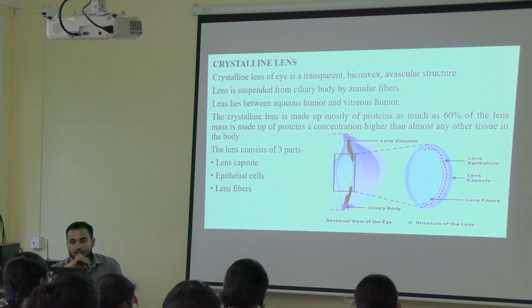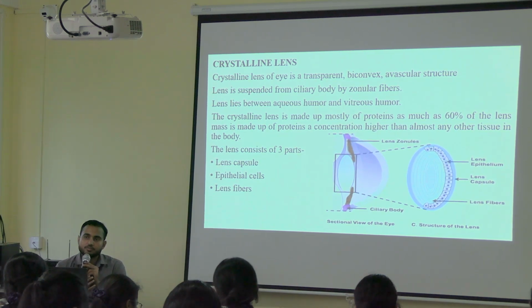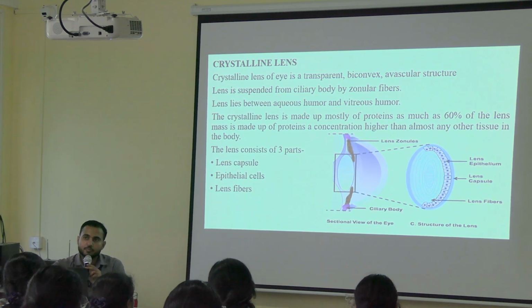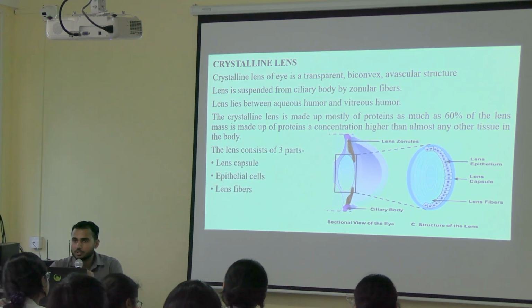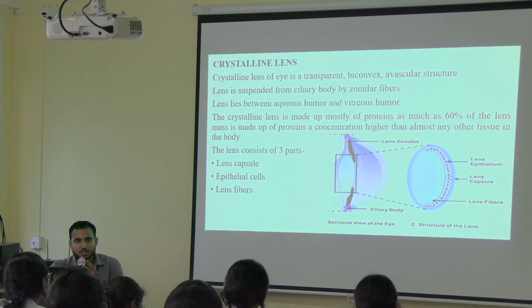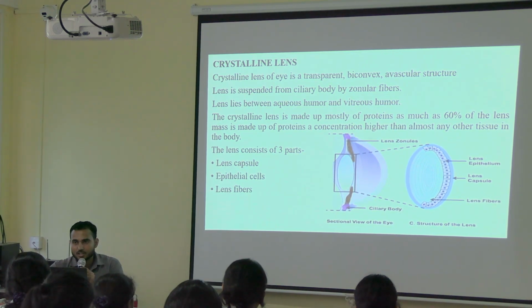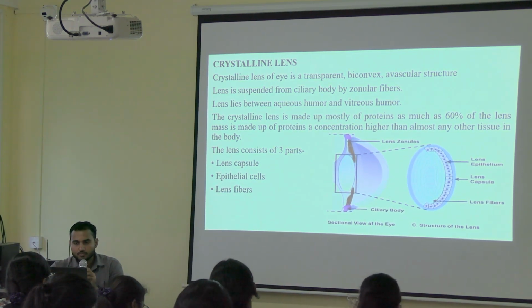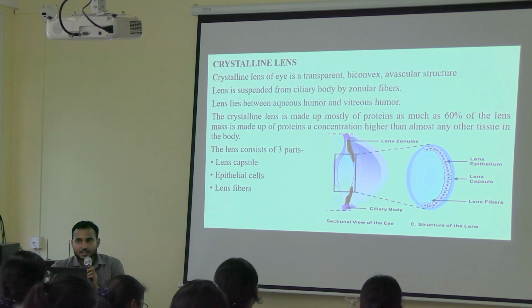Next, if you see the crystalline lens, mainly it is made up of protein. 60% of the lens is made up of protein. So any structure in our body doesn't have more protein than this lens. Okay, of all the body structures, which has the most protein? Crystalline lens. Okay. Now, three layers are there in the lens.